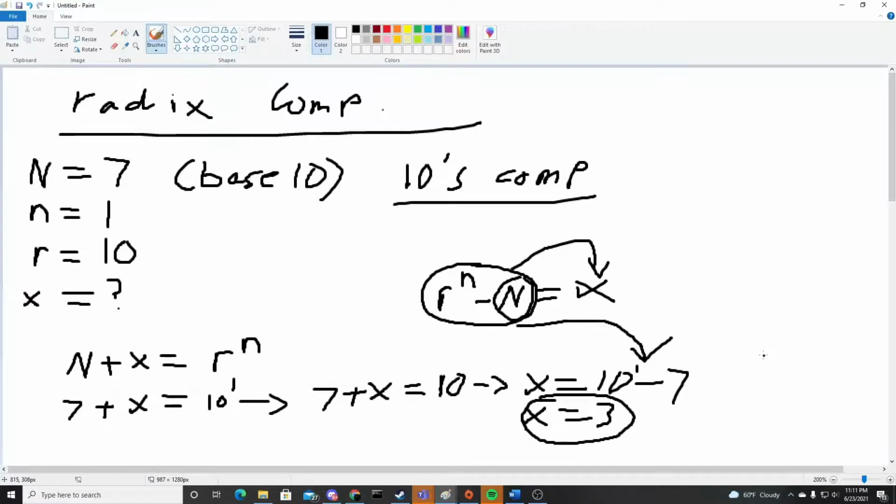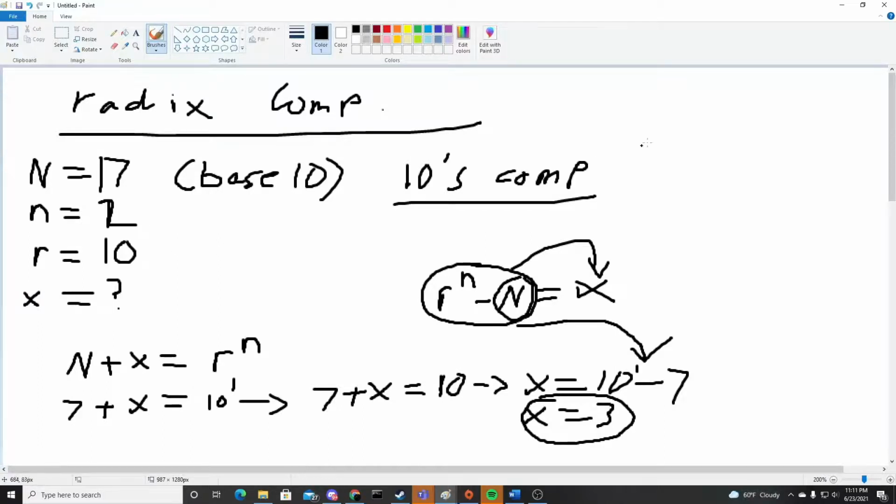For example, if instead of a 7 here, maybe we had a 17. So now we have 2 digits. This would change the numbers within the equation, though the actual r to the n minus N stays the same. Our lowercase n in that case would change to a 2, since we now have 2 digits, 1 and 7, in our base 10 number. R still stays the same because we're still working in base 10.